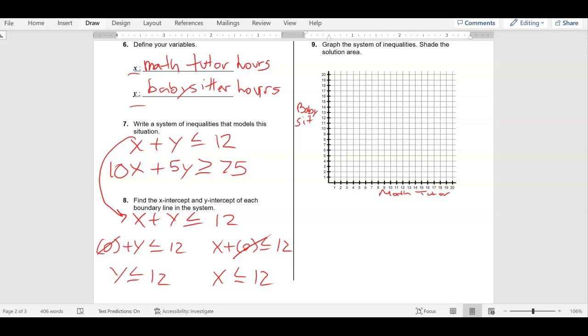With one of your colors, you can plot these points. 12 on Y, 12 on X. And you tell me, solid or dashed, above or below? Solid because it's underlined. Below because it's less than. Very good. So a solid line shaded below. Let's do it.